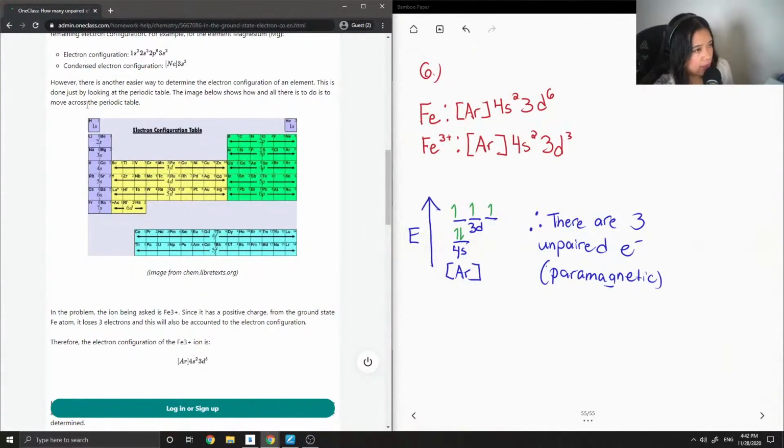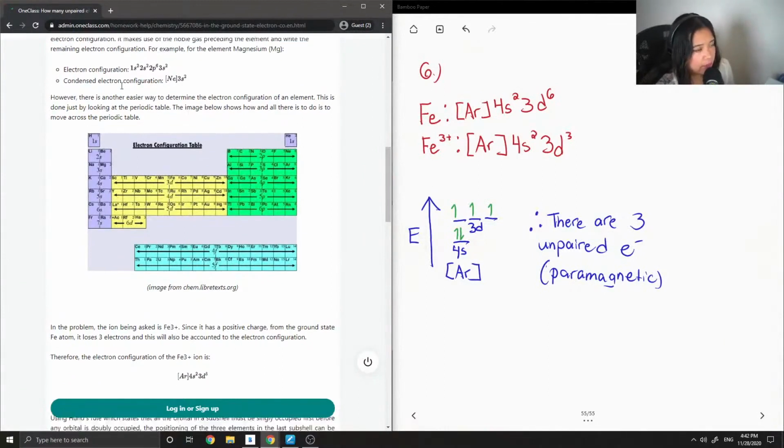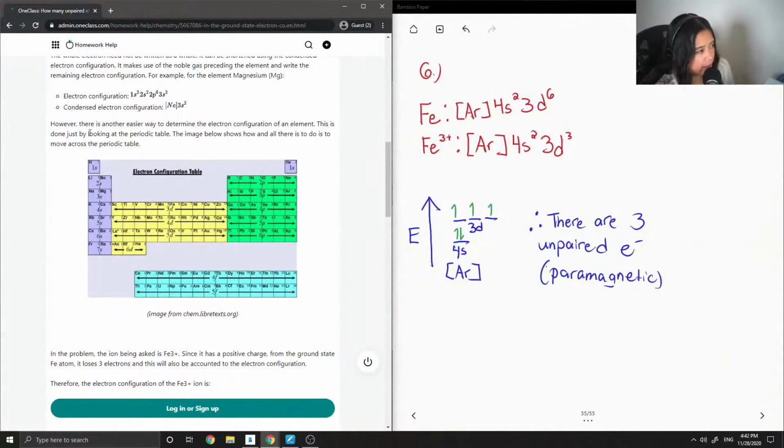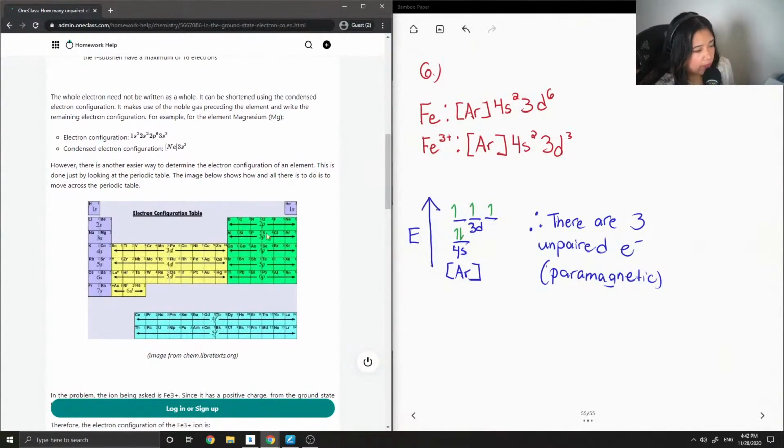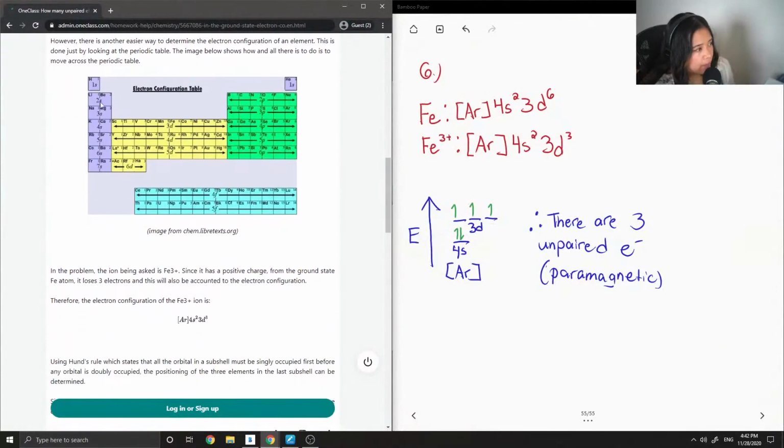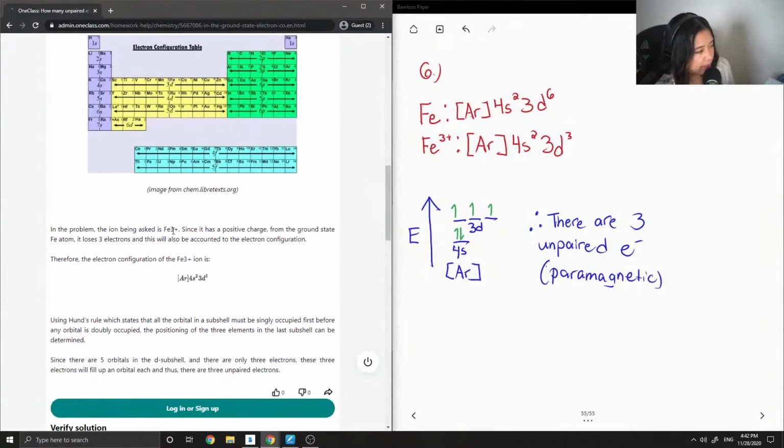Yep, so this is the way that I do it for writing electron configuration, just by looking at the periodic table, because usually these are given to you in an exam. So they have here all the different orbitals labeled s, p, d, and f. And then you just kind of move across the periodic table in order like that.